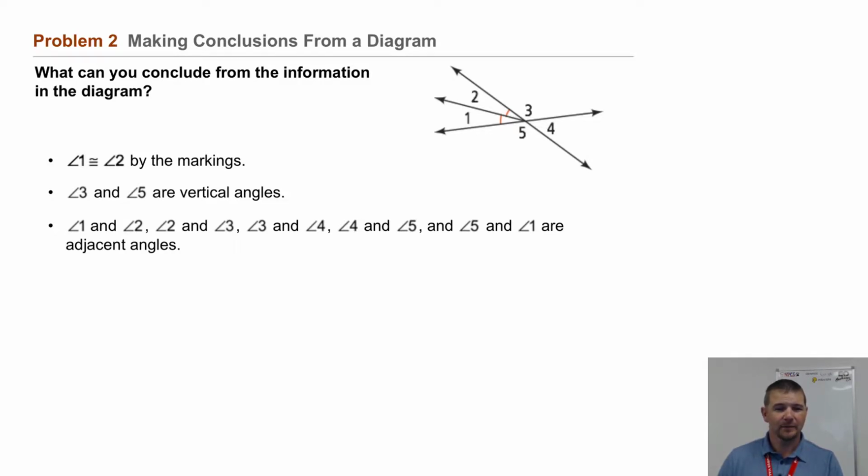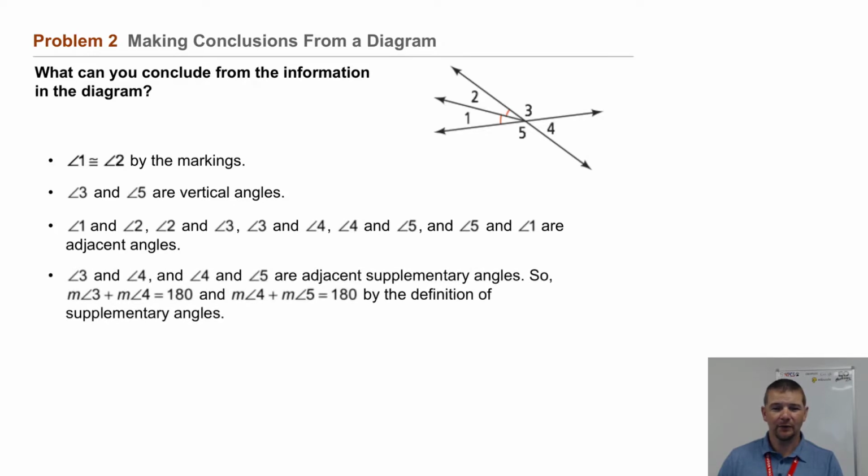And finally, angle 3 and angle 4, and angle 4 and angle 5 are adjacent supplementary angles. So, the measure of angle 3 plus the measure of angle 4 equals 180, and likewise the measure of angle 4 plus the measure of angle 5 equals 180, and that's by the definition of supplementary angles.